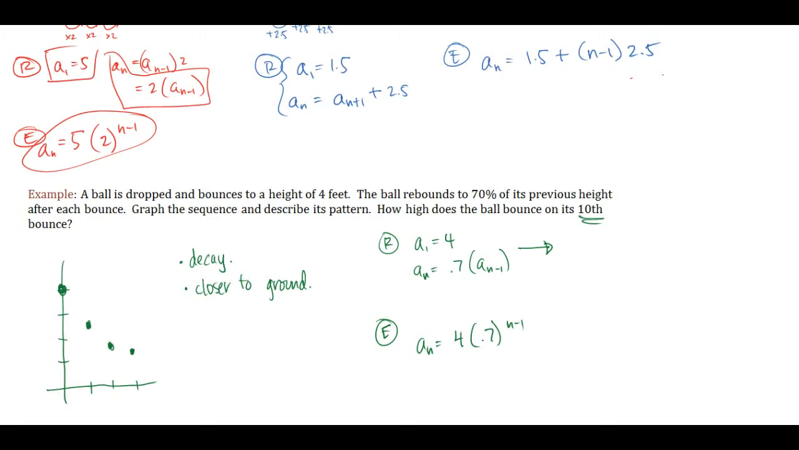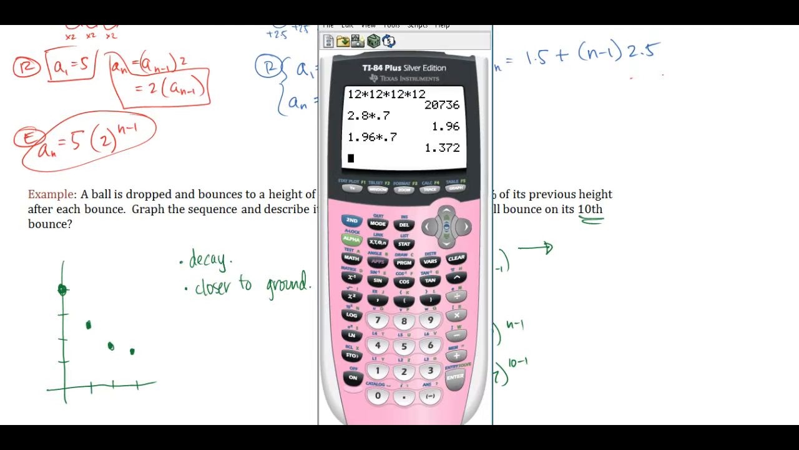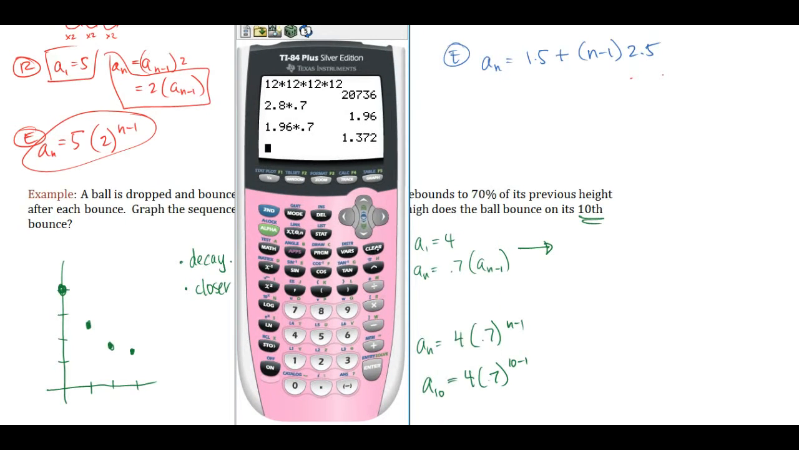While with explicit, I can go, oh, you want the 10th bounce? Then 810. That's the 10th term. 4 times 0.7 to the 10 minus 1 power. And that's going to get you the 10th bounce. Right? So you just got to be a little careful about which one you use when and how much you like them. And so here I go, 4 times 0.7 to the 10th, and I will tell you that the ball is a mere 0.11 feet.